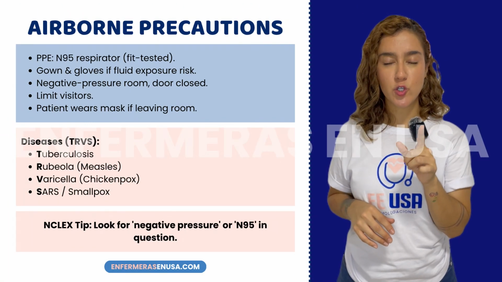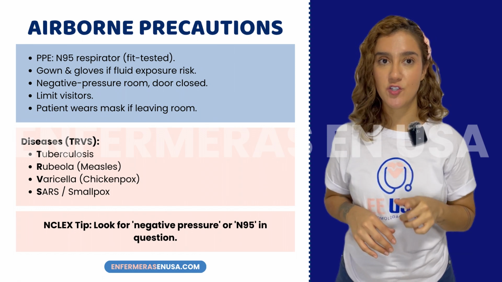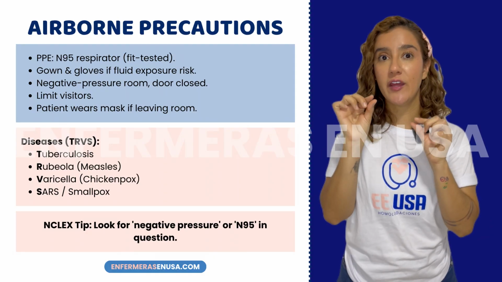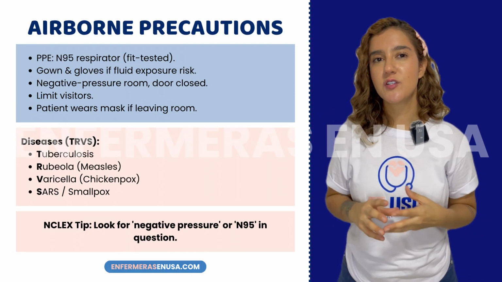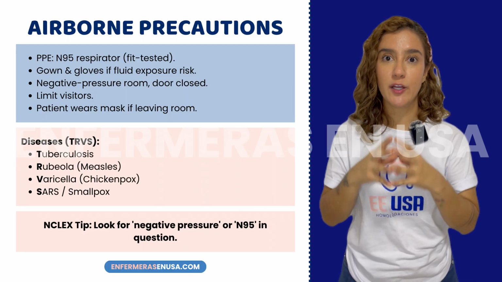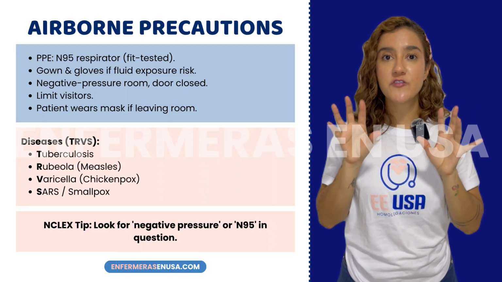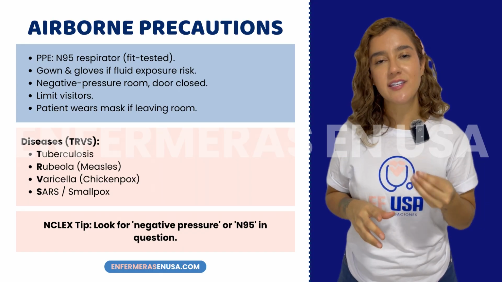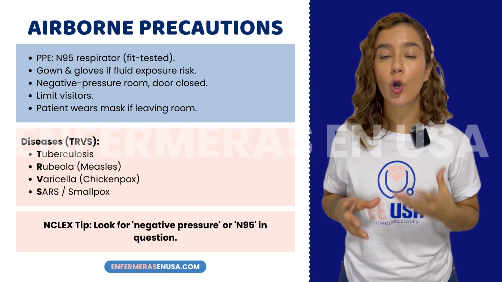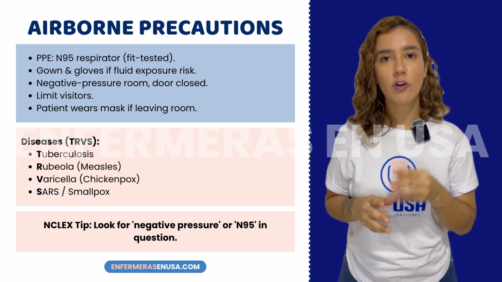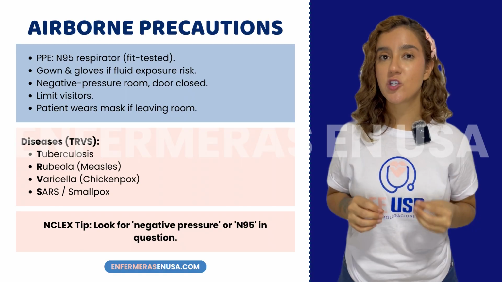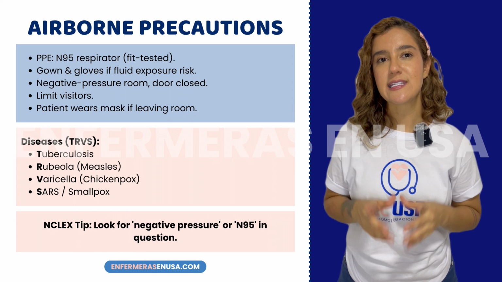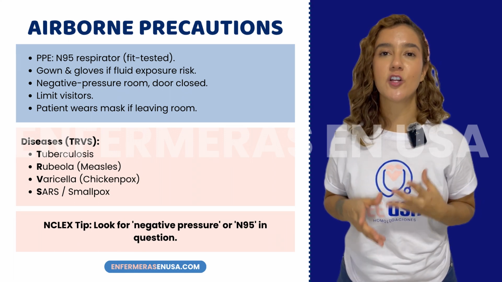Now, these are the most strict precautions, the airborne precautions. They are used for diseases that stay suspended in the air for long periods and can travel through tiny particles. The PPE we use is a fit-tested N95 respirator or higher, and a gown and gloves if there's a risk of bodily fluid exposure. For the room setup, you have to place the patient in a negative pressure room with the door always closed. Limit the number of people entering that room, and if the patient must leave, put a surgical mask on them.